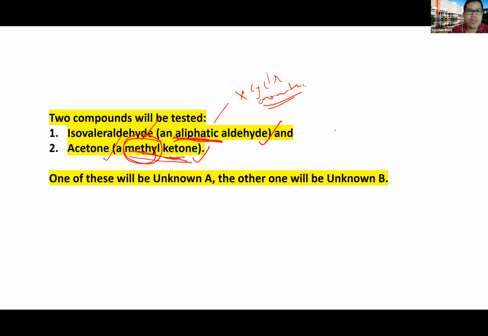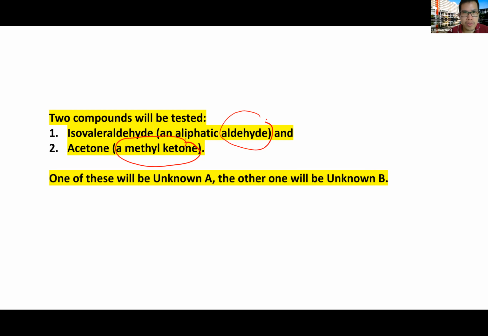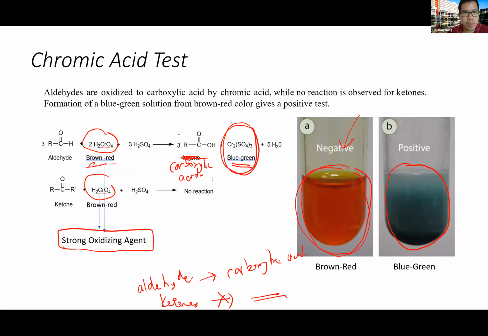So more or less you should know by now which one is brown red, which one is the blue green. Aldehyde can react, and when it can react, it turns to blue green. Whereas the ketones, because they cannot react with chromic acid, will retain as brown red. So please take note of that. Later you will see that it's concurrent with the observed data that I supply to you.